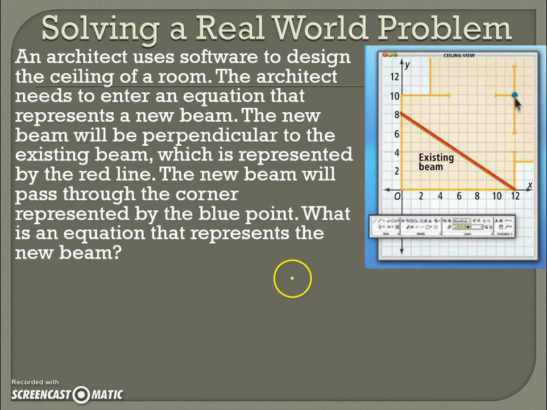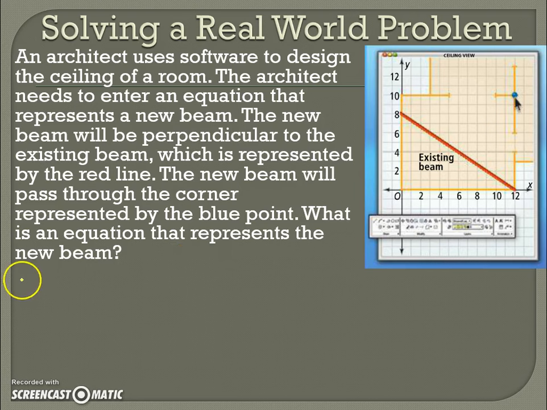And let's keep going. All right, so solving a real-world problem. It says an architect uses software to design the ceiling of a room. The architect needs to enter an equation that represents a new beam. The new beam will be perpendicular to the existing beam, which is represented by the red line. There's the existing beam. The new beam will pass through the corner represented by the blue point. Here's my blue point. What is an equation that represents the new beam? So I need something that's perpendicular.